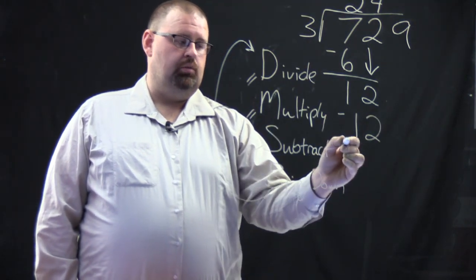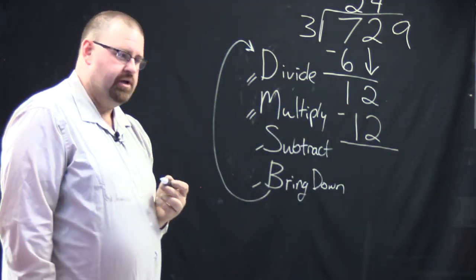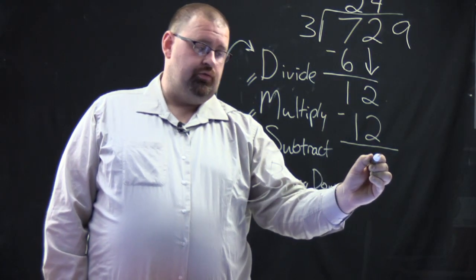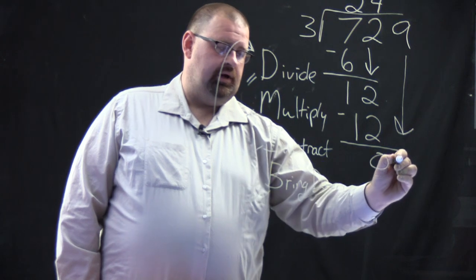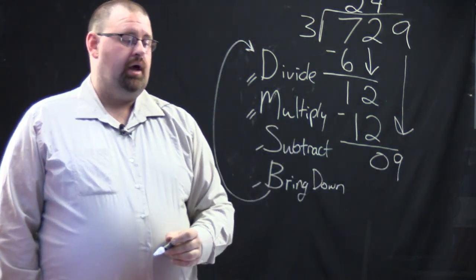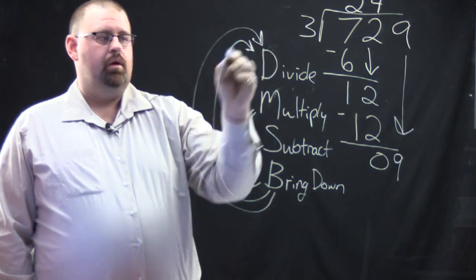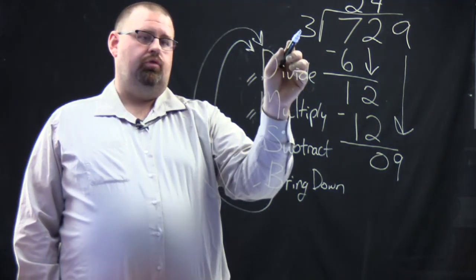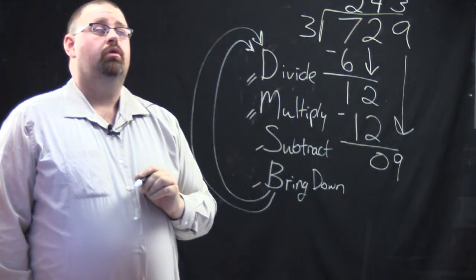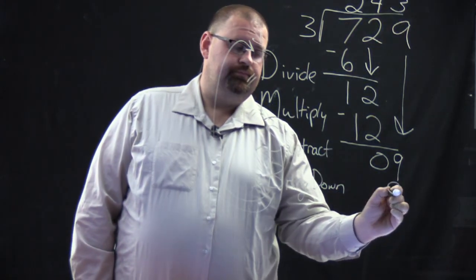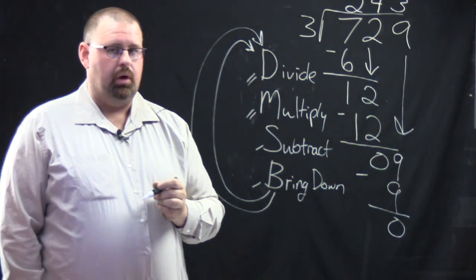We're subtracting again. We're going to continue to go through this divide, multiply, subtract, and bring down the entire time. 12 minus 12 is, of course, 0. We need to bring down. We have this 9 to bring down. There's our 9. Okay, we just brought down. Now we have to go back to the front. And we're going to divide one more time. 3 goes into 9 3 times. 3 times 3 is 9. And we subtract. 9 minus 9 equals 0.